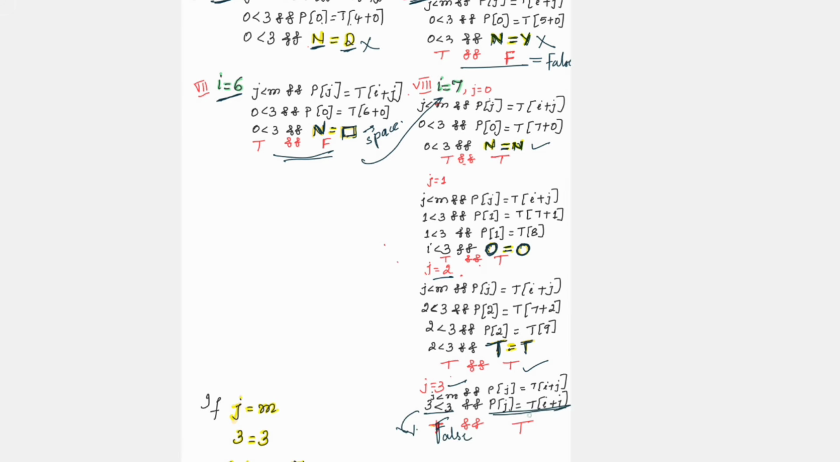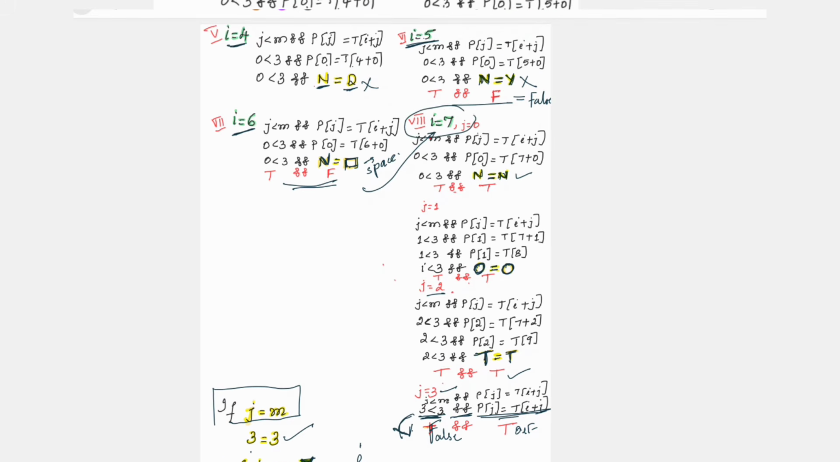Whatever may be the other condition here, whether it is true or false, you should not worry. As per the logical AND operation, if the first condition is false, it will come out of the loop. So it will come out of the loop, and in the pseudocode it will execute this statement. Whether j is equal to m, yes, 3 is equal to 3. Then it will return the value of i. Now i is 7 in our example.